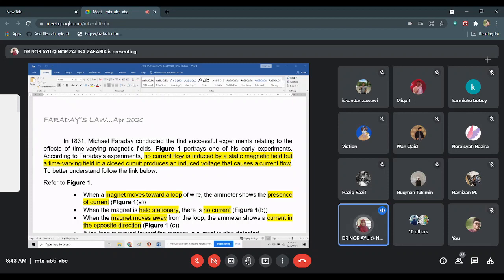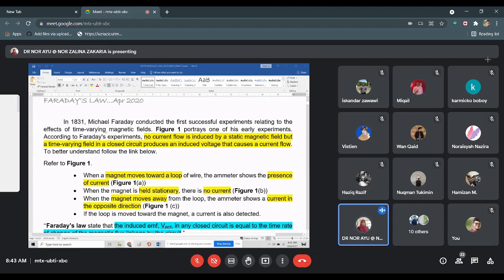All right, so this is all the explanation of the experiment just now. Michael Faraday conducted the successful experiment in the year 1831. When the magnet moved towards a loop of wire, the ammeter showed the presence of current. If it is held stationary, there will be no current, and if the magnet moves away, the ammeter shows a current but in the opposite direction. If the loop is moved towards the magnet, a current is also detected.